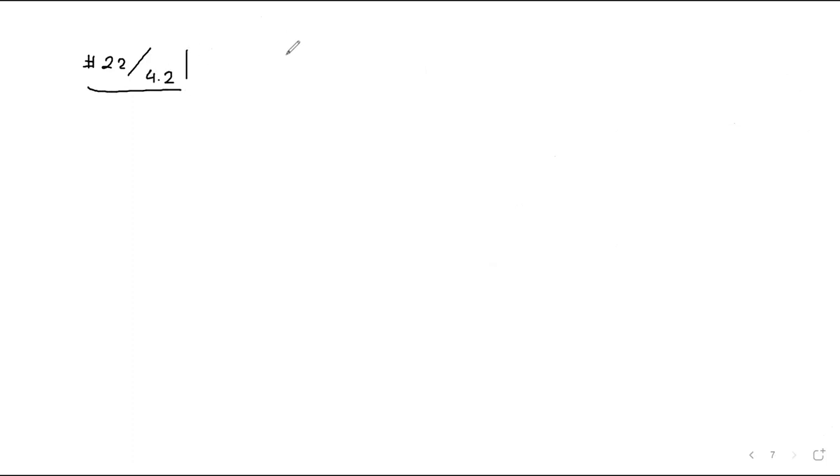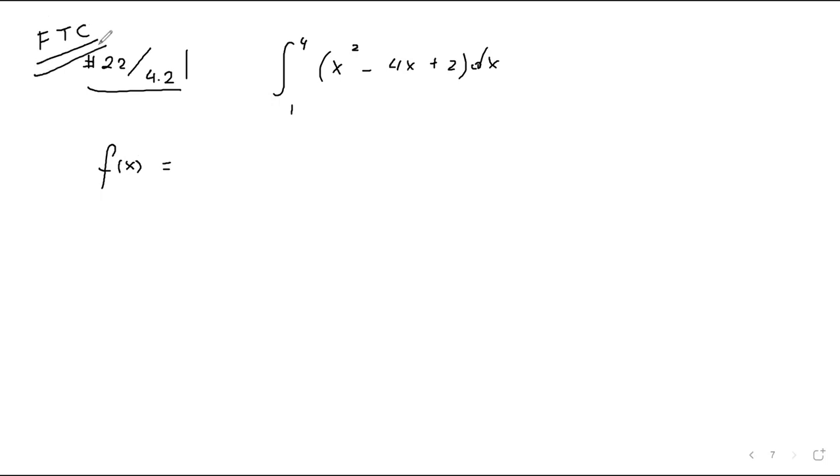All right, so number 22 says, do the integral from 1 to 4 of x squared minus 4x plus 2 dx. Last time I was about to tell you we could do this with Riemann sums, but that wasn't a very good idea. So let's do it with the fundamental theorem of calculus. By the way, in many books, you will see the fundamental theorem of calculus written shortly like this, FTC.